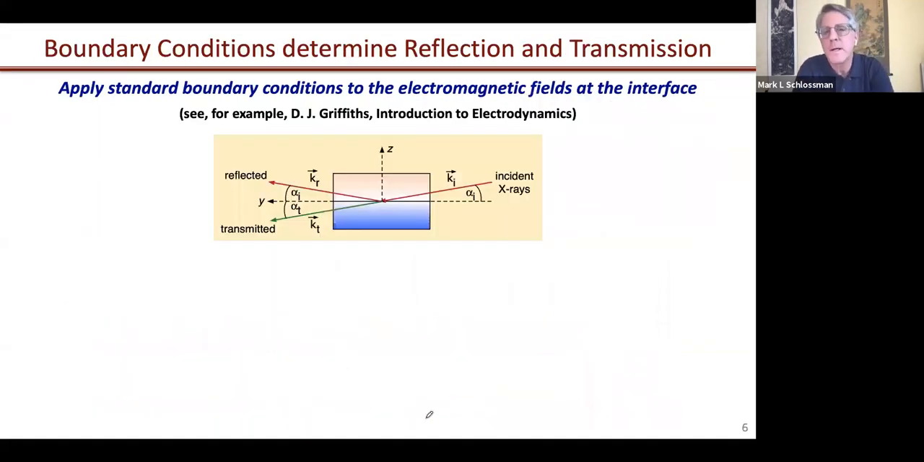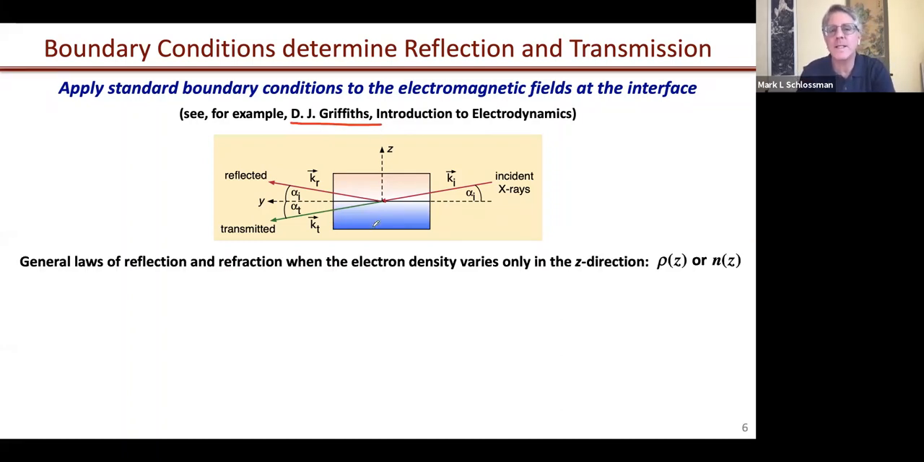Now that we understand how to think about the index of refraction or the wave vectors, let's think about how we determine reflection and transmission at an interface. And it turns out the way you do this for X-rays is exactly the same as the way you do it for optical visible light. So if you want more details of what I'm going to talk about, you can consult your favorite electrodynamics book, assuming you have one. If you don't, this is a reasonable book to consult.